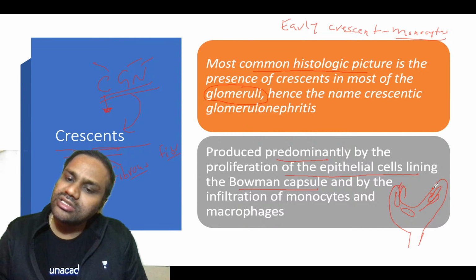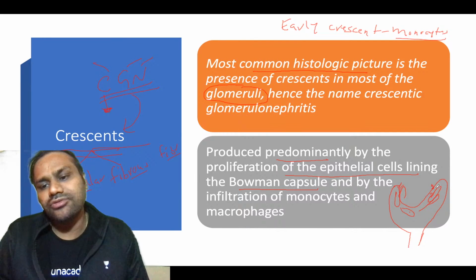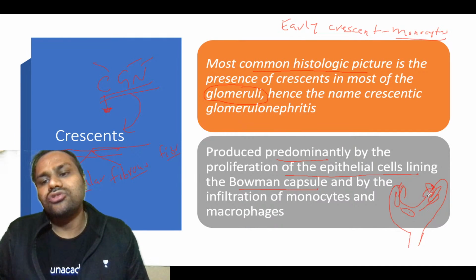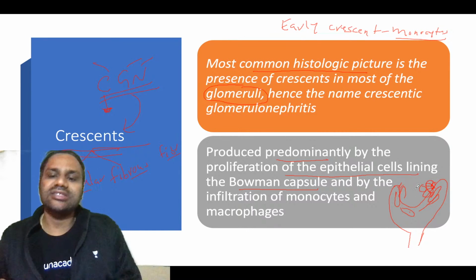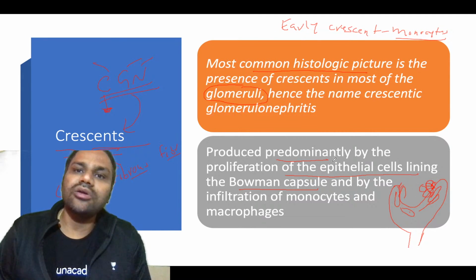What should happen? So this is the Bowman's capsule. There should be disruption of this Bowman's capsule. It is necessary for disruption to happen here. So basically, normally in crescent, what you see is disruption of Bowman's capsule.